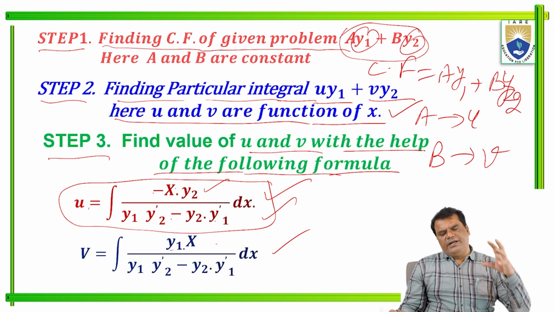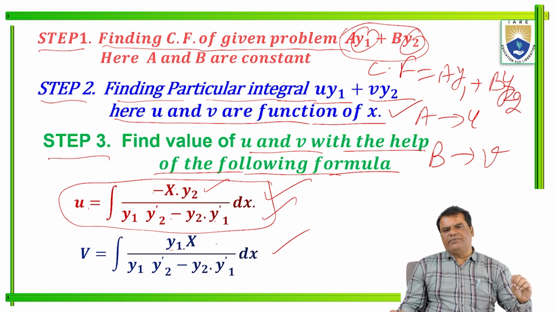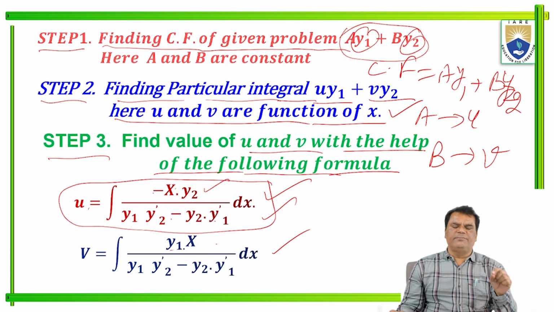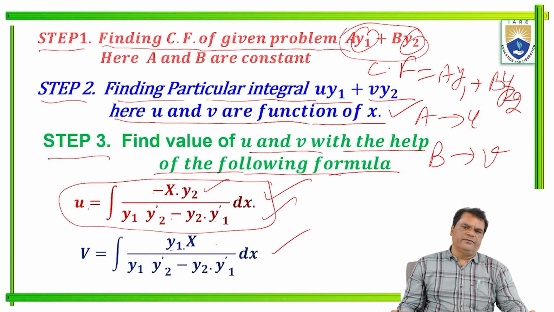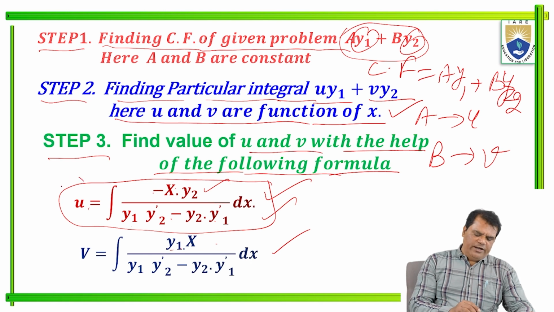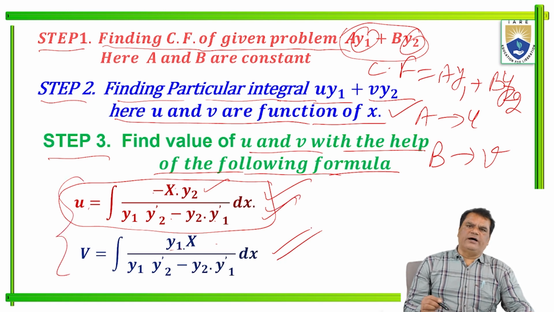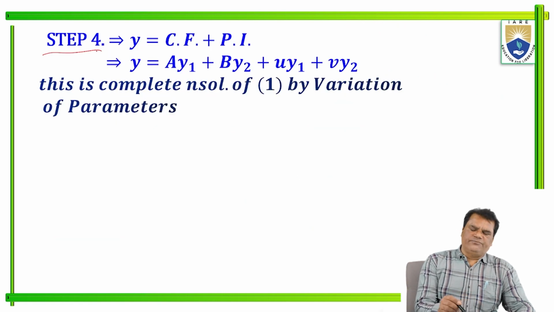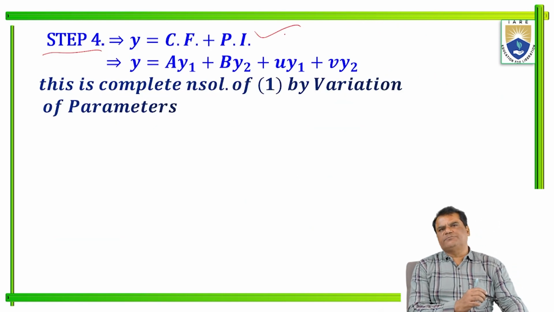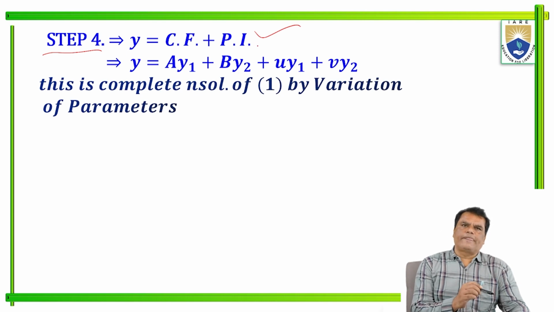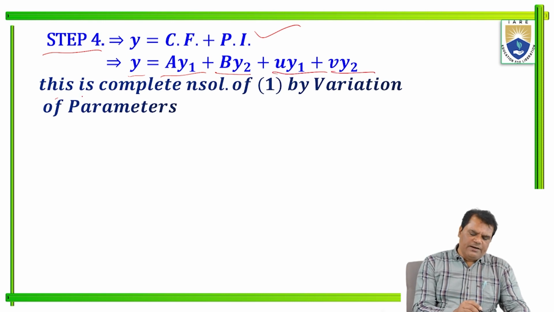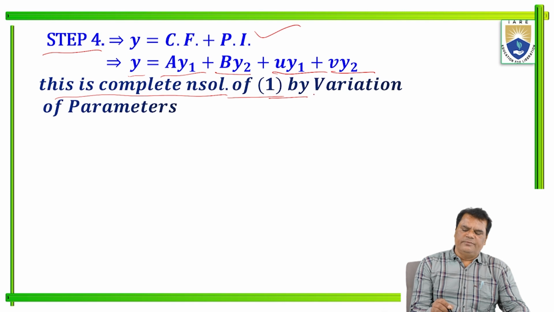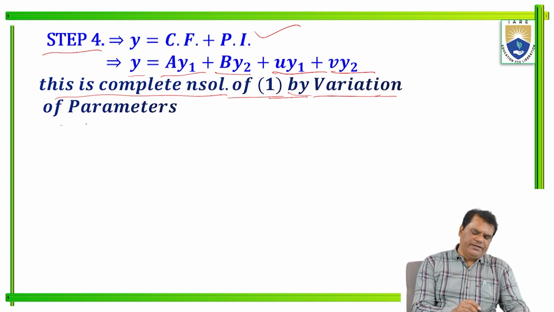Then we find the complementary function first and the particular integral, u by 1 plus v by 2, and with u and v we find the value of this formula. After step 4, y equals complementary function plus particular integral, which we are adding here. So y equals a by 1 plus b by 2 plus u by 1 plus v by 2. This is the complete solution of the given equation by the variation of parameters.